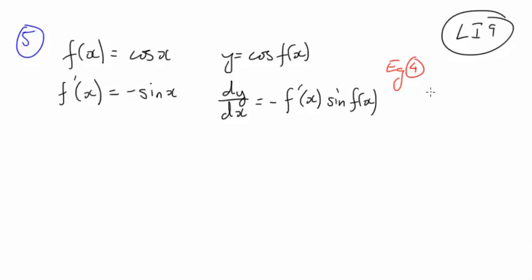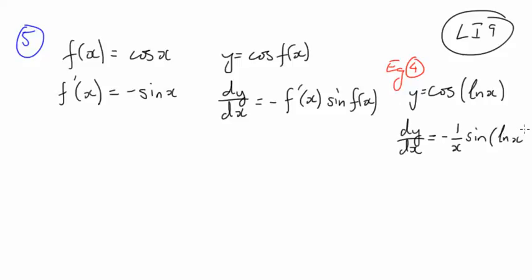So if I have cos of, let's say, the natural log function, cos of the natural log function, well, the derivative of that is going to be the derivative of the natural log function, which is 1 on x. It's going to be negative, so it's going to be negative 1 on x sine of the natural log function. So you can see that we have the original function here, we have the derivative function here, we have the negative sign out the front.